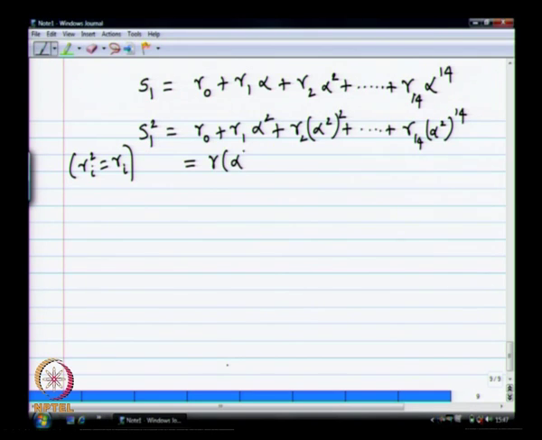R of alpha square, which is in fact S2. So in a way, when I restrict myself to binary codes, the second row of the parity check matrix is redundant. Do you see that? The second row of the parity check matrix is totally redundant. If the first row is satisfied, then the second row is also satisfied, right? Because the second row is simply the square of the first row. That is what I mean.